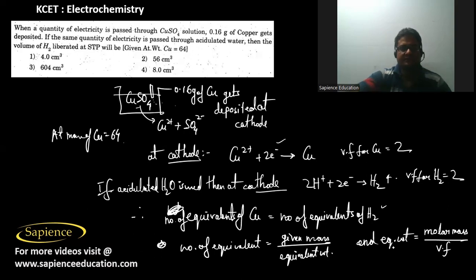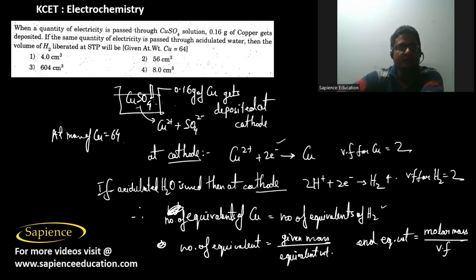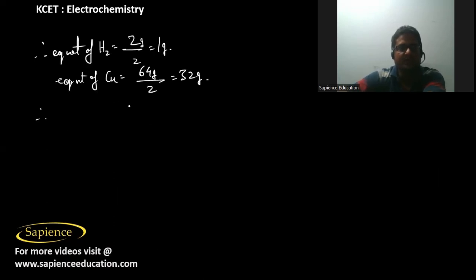So now, therefore, you can say that the equivalent weight of hydrogen will be equal to the molar mass, which is 2 by 2, that is 1 gram. And similarly, the equivalent weight of copper will be equal to 64 gram divided by 2, that is equal to 32 gram. Now, therefore, here it is asked how much volume of hydrogen will be liberated.